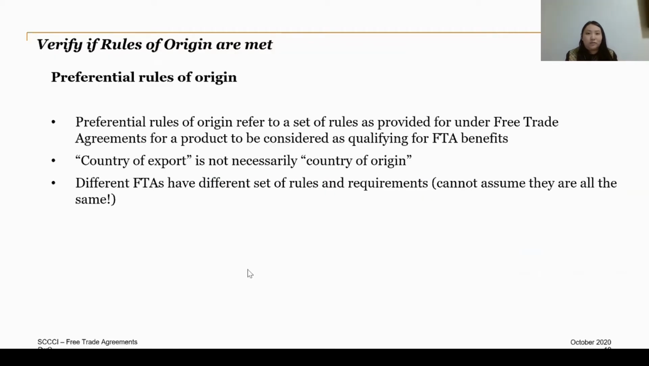So once you say, hey, there is an FTA, check, I get some benefits, then we're talking. Then we look into whether my products qualify. To qualify for free trade agreement benefits, you would need to meet the rules of origin.